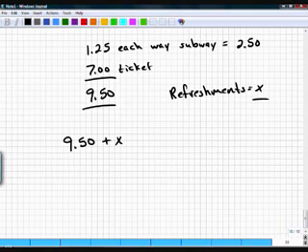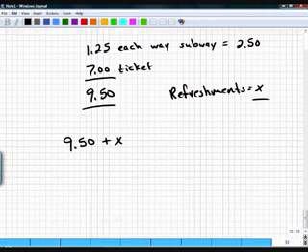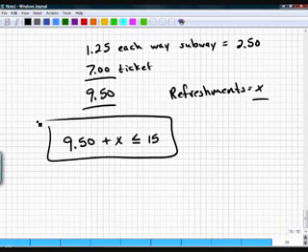Well, the amount of money she's going to spend, it says at most $15. She can't spend over it, so it has to be less than or equal to $15. Let's talk about why that's true.